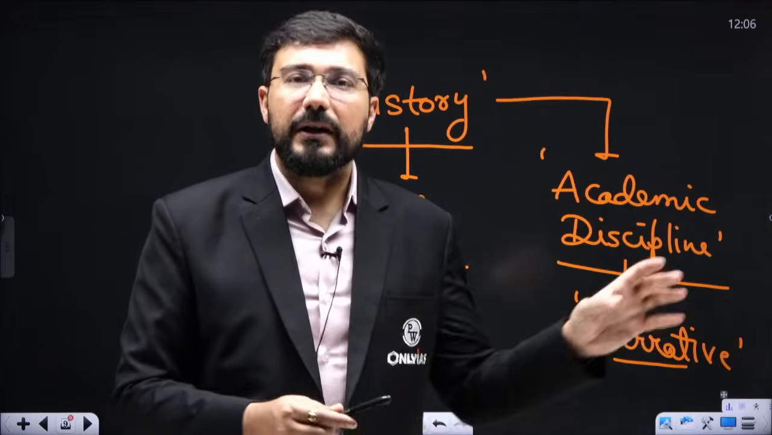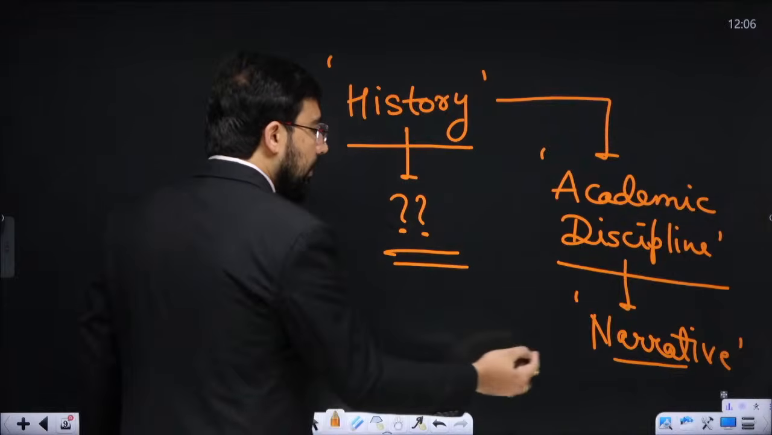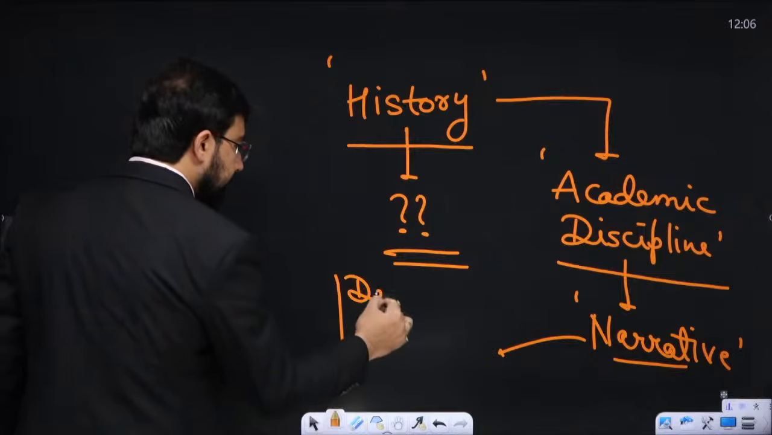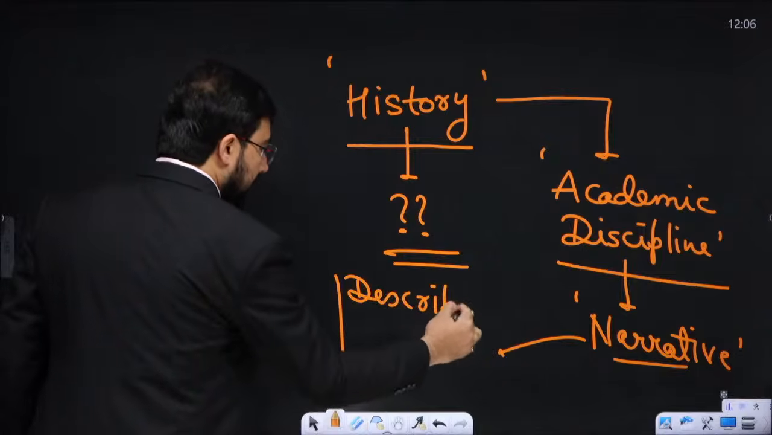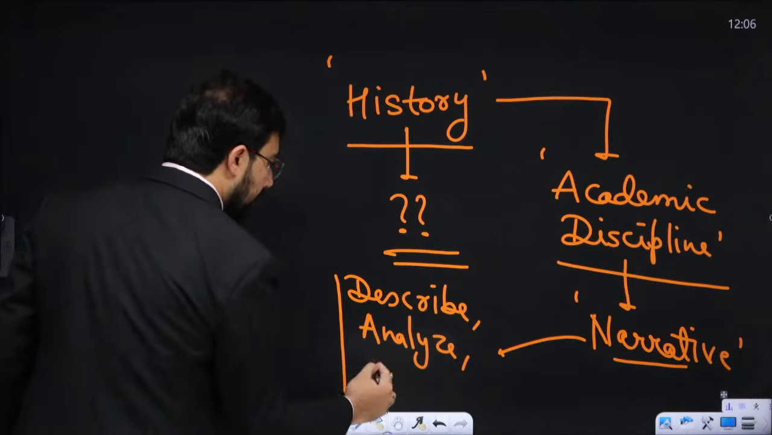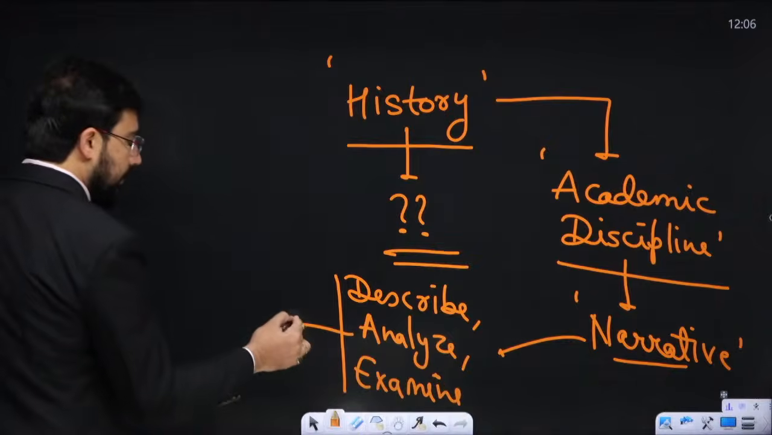So history is an academic discipline which uses narrative. For what purpose? Why do we use narrative? To describe, to analyze, to examine events.